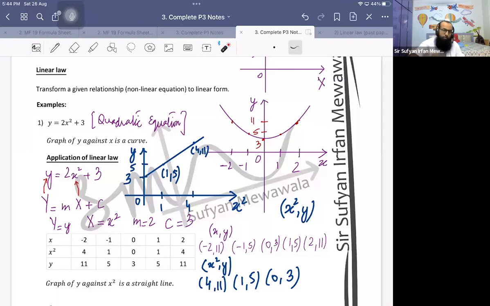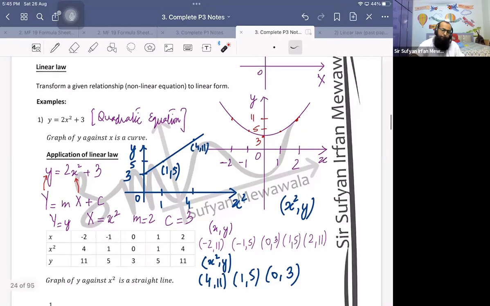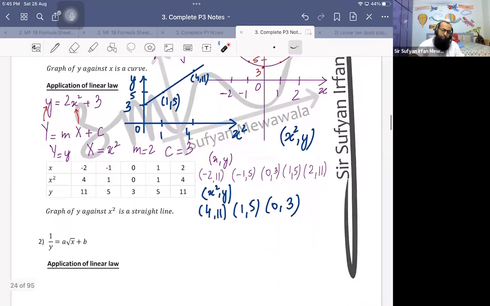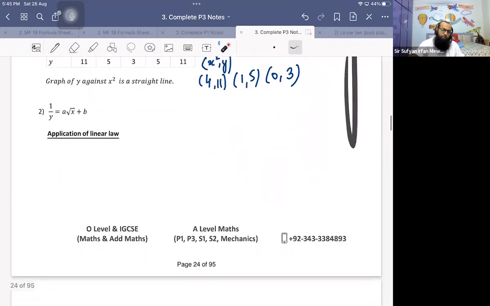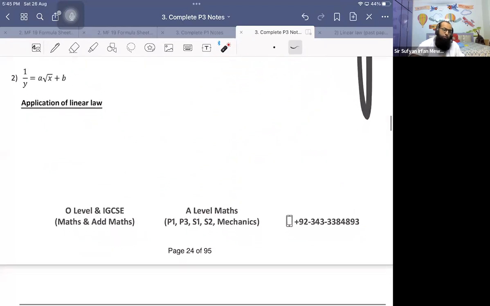All right, great. Hopefully you have written it as well. If not, then take a screenshot. All right, written. Perfect. Okay, then moving on to example number 2.